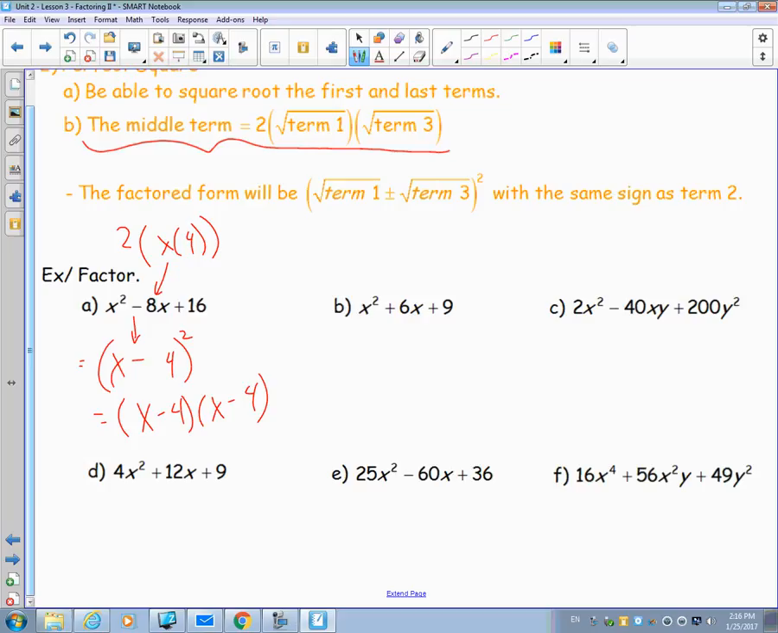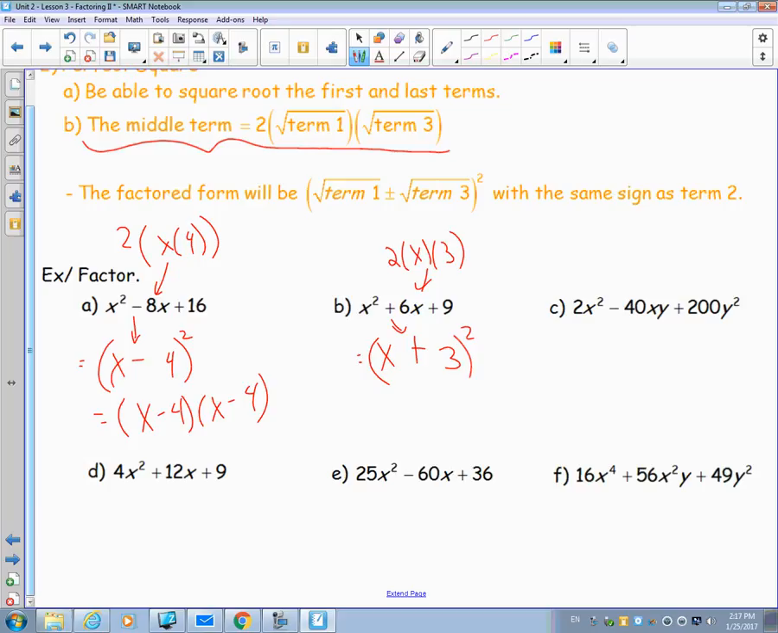All right, try the next one. Can I square root x squared? Yes. Square root 9? Yes. 2 times x times 3 makes 6x. Perfect. Plus squared. It's plus because of this one. Okay, try the next one. I can't square root 2. Can't be a perfect square.